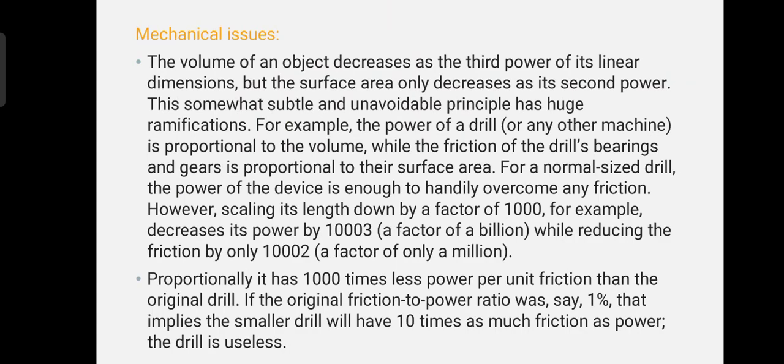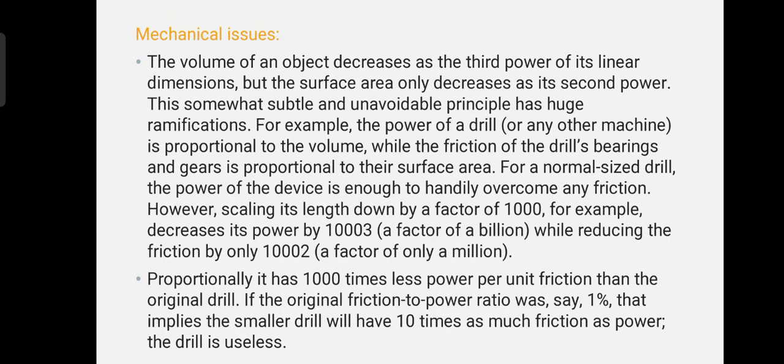Mechanical issues. The volume of an object decreases as the third power of its linear dimensions, but the surface area only decreases as its second power. This somewhat subtle and unavoidable principle has huge ramifications. For example, the power of a drill or any other machine is proportional to the volume, while the friction of the drill's bearings and gears is proportional to their surface area. For a normal sized drill, the power of the device is enough to handily overcome any friction.